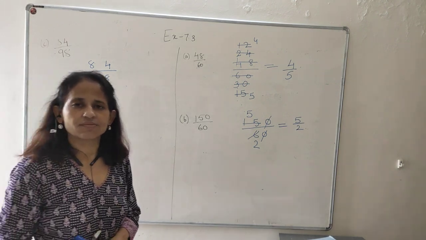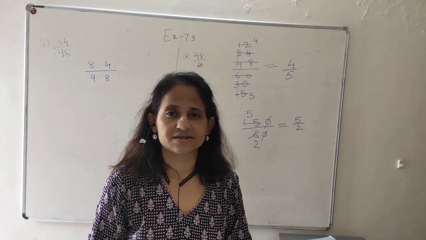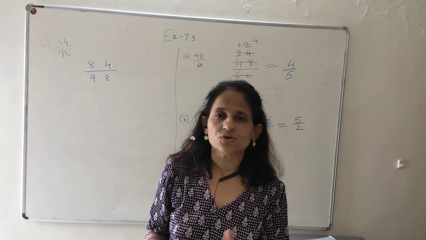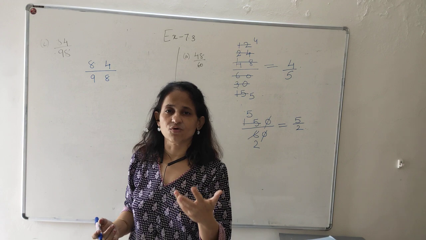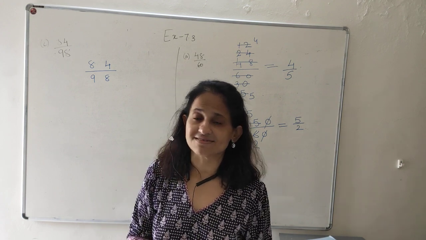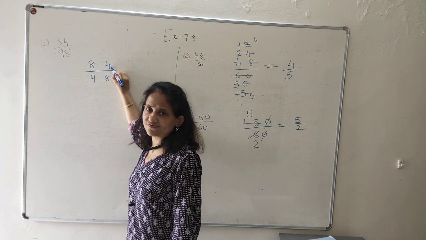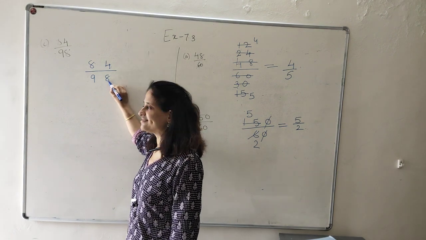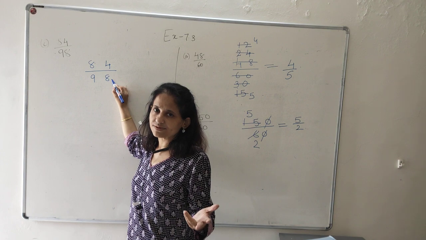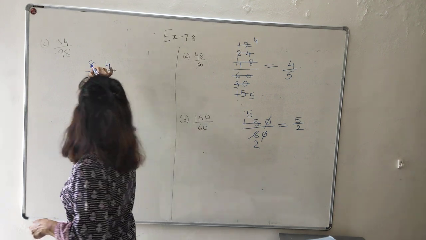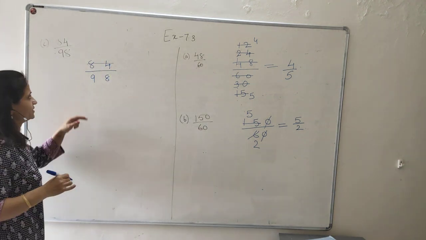Here you have to find the common factor. You can use the divisibility rule. You know the divisibility of 2, 3, 4. We have done it in chapter number 3, I suppose. 84, the last digit is 4. 98, the last digit is 8. Both are divisible by 2. So we will write divided by 2, cut.